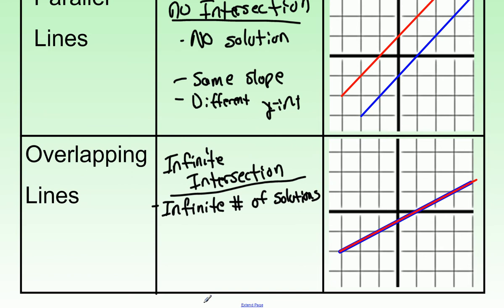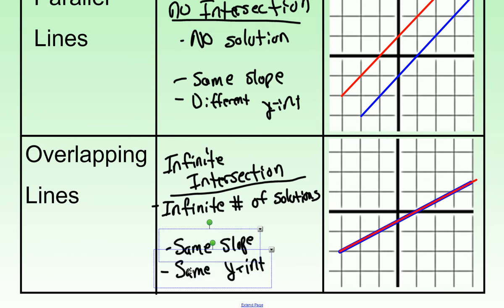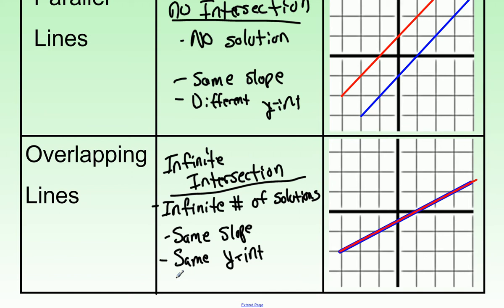And how can you tell? By looking at like a formula? Well, extra line. They have the same slope because they're kind of parallel. I mean, they're going the same direction. They also have the same y-intercept. And I guess essentially you could say, I'll put one more down here. It's the same equation.